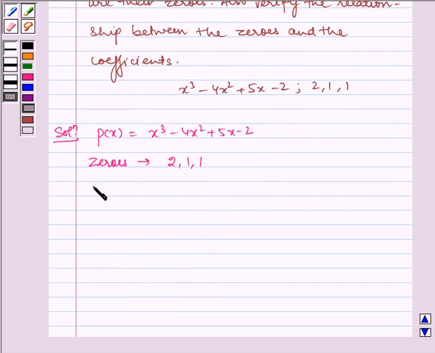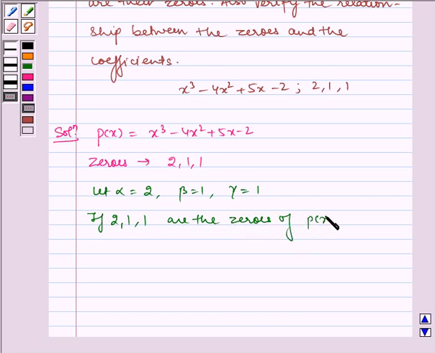Now, let alpha is equal to 2, beta is equal to 1 and gamma is equal to 1. Now, if 2, 1, 1 are the zeros of P of x, then P of 2 is equal to 0, P of 1 is equal to 0 and P of 1 is equal to 0.